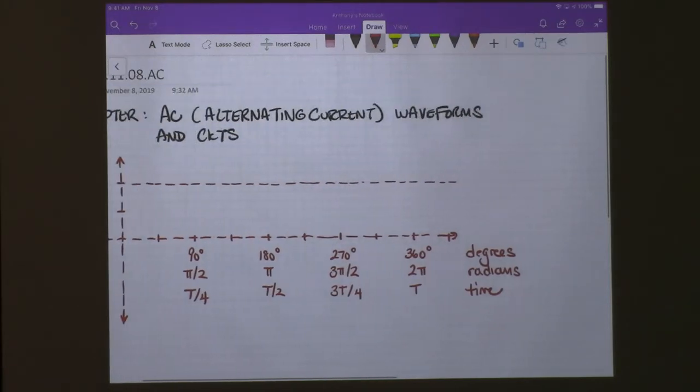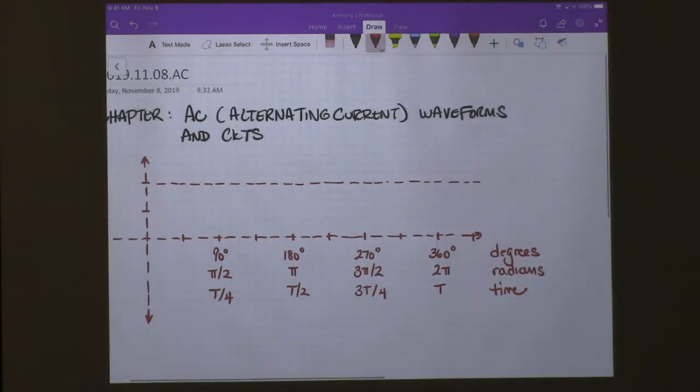So this is going to be the amplitude of our wave. So we'll call this VA. This down here is minus VA. Note that there's a difference between the term amplitude and magnitude. We're going to talk about that in a second and what that means.